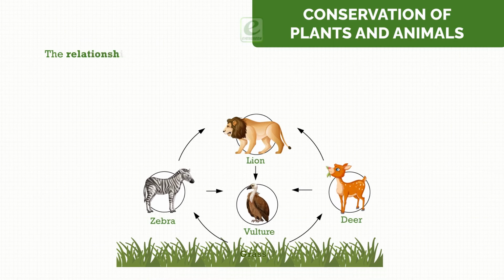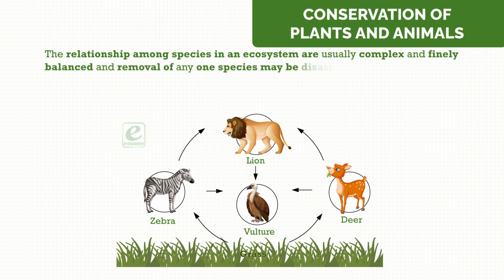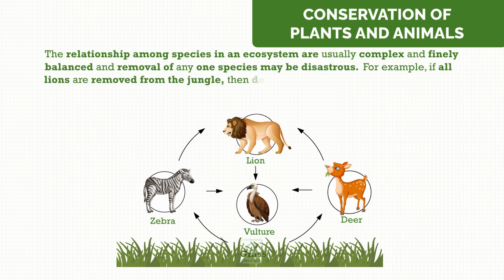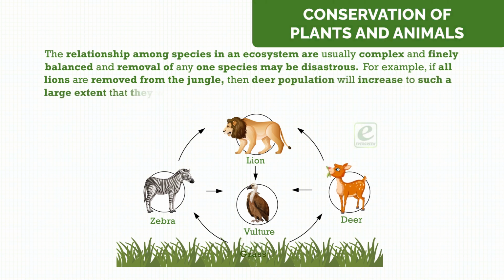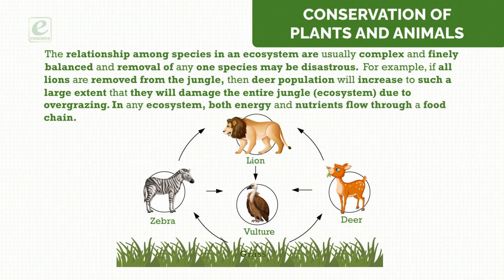The relationships among species in an ecosystem are usually complex and finely balanced, and removal of any one species may be disastrous. For example, if all lions are removed from the jungle, the deer population will increase to such a large extent that they will damage the entire jungle ecosystem due to overgrazing. In an ecosystem, both energy and nutrients flow through a food chain.